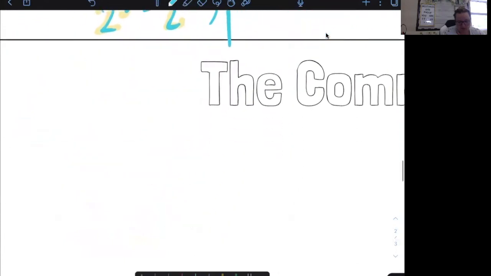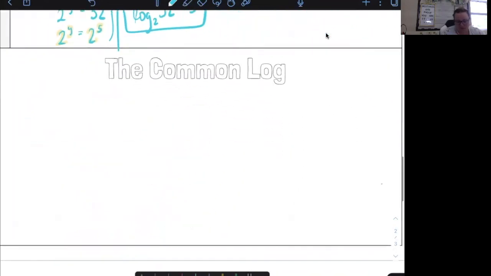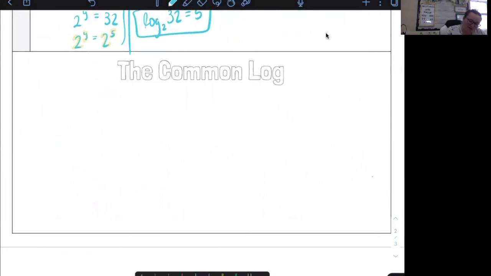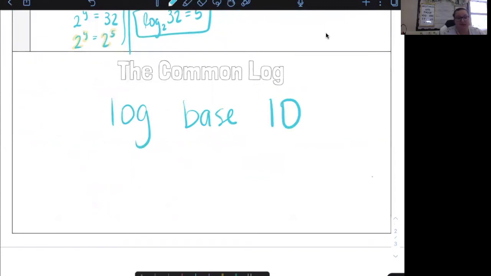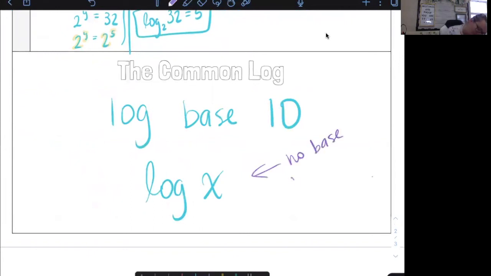All right. And last but not least, we kind of already talked about this. The common log is log base 10. It's the base that our number system is written in, like I said earlier. So whenever you see the log of x and there's no base written, that means that you're using base 10.